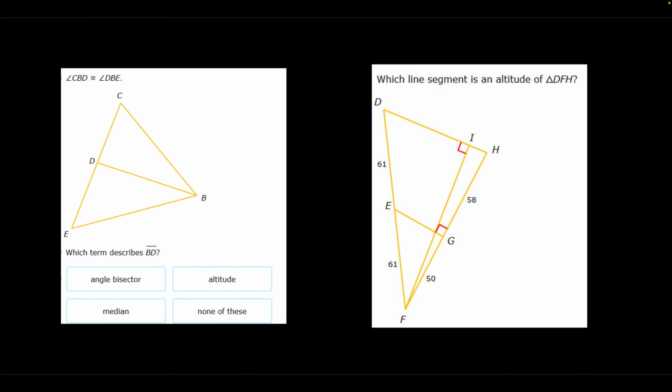Okay, now that you've had time to work these problems, let's check your solutions. For the first problem, they told you these 2 angles are congruent, which means that they're equal. And so this is an angle bisector. And for the second problem, you should have said FI or IF, I suppose. Notice the difference between these 2. How do you know it's not EG? Well, an altitude has to start from a corner. EG is not starting from a corner, it's starting from a side. So therefore, it cannot be an altitude, and thus the right answer is FI.